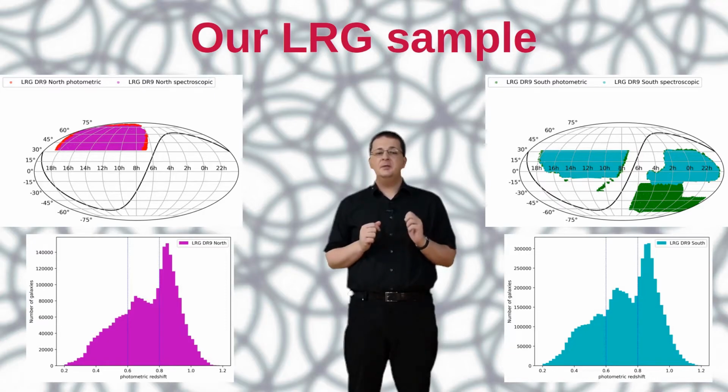We found that the optimal range for analysis is between a photometric redshift of 0.6 and 0.8, which is the best compromise between sample size and redshift uncertainty. Within this range we find 1.8 million LRGs in the south and about 800,000 LRGs in the north.